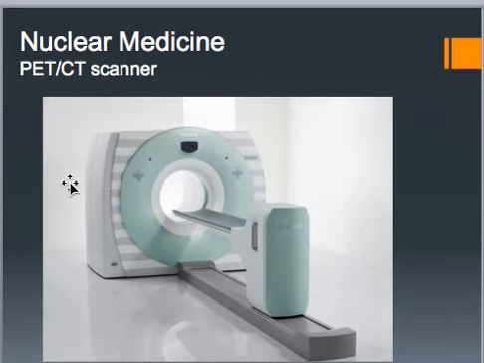This is a PET scanner. So like I said before, it looks very similar to a CT machine or an MRI machine. All of the detectors, the gamma camera detectors, are inside of here, so you don't see it externally like the SPECT scanner.